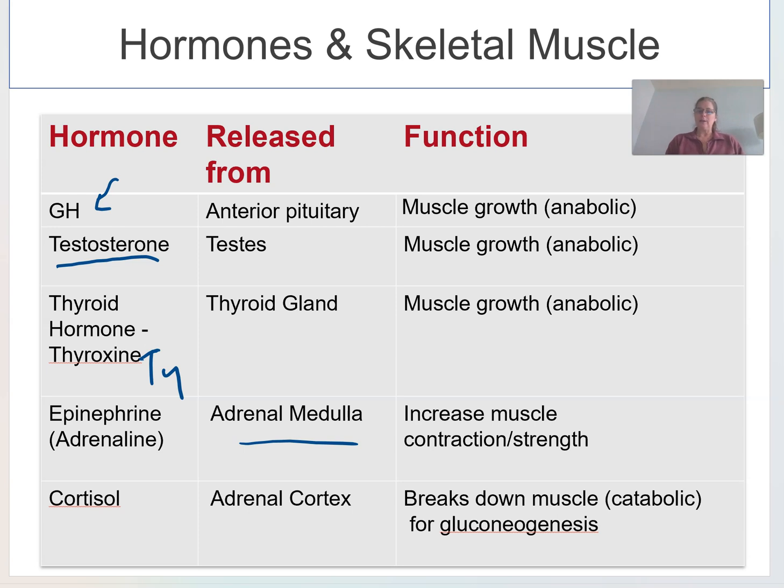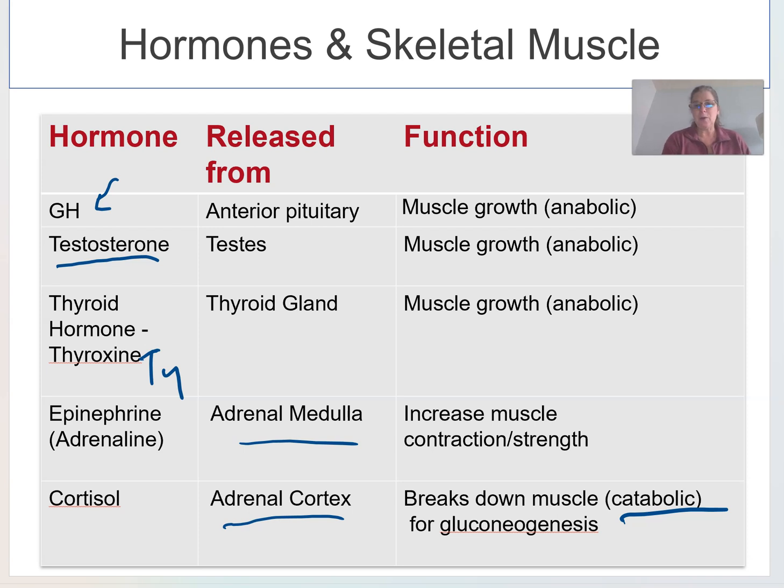Then cortisol, which we talked about before as well, comes from the outside of the adrenal gland, the adrenal cortex. Remember, that's different. That's catabolic. We release cortisol when we exercise because we need to. Cortisol helps us maintain blood glucose levels so our muscles can use it. But if it's elevated or we release it too much, which happens a lot in stress, it can start to work in the opposite direction and start breaking down our muscle.